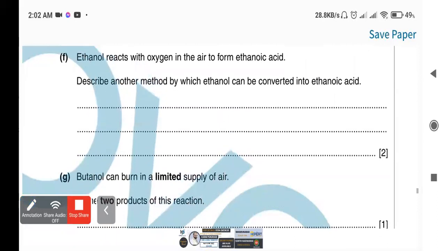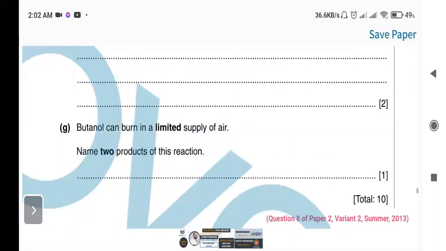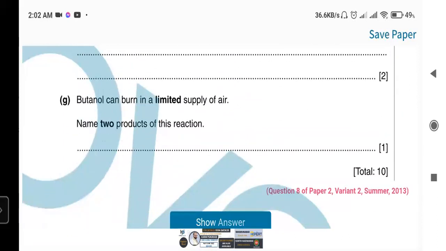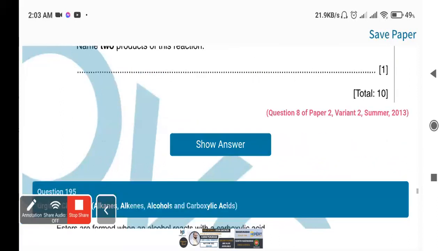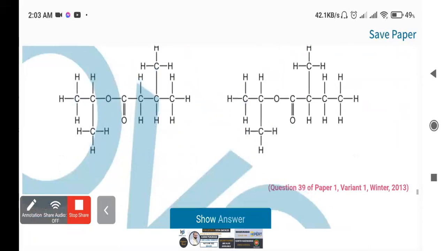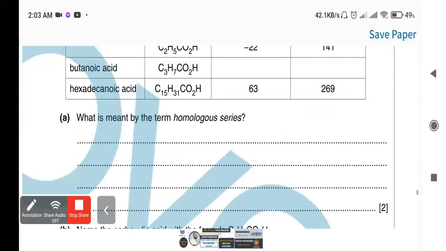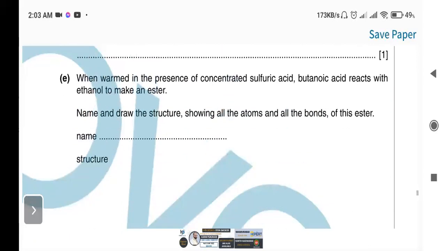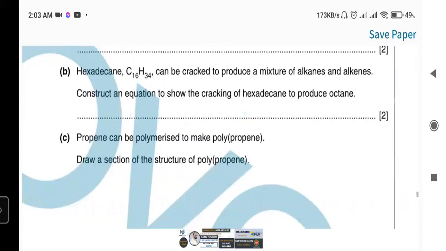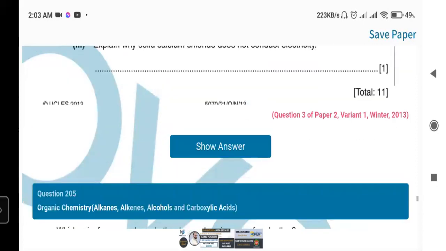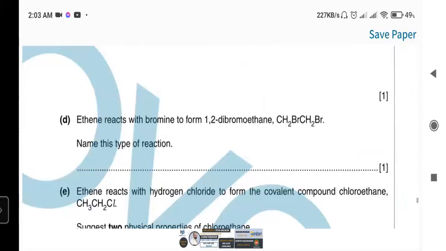Converting ethanol to ethanoic acid is done by adding an oxidizing agent. With a limited supply of air, so less oxygen, on burning butanol we will get carbon monoxide and water, or we will get carbon and water. Same type of question, repeated. So that's all for alkanes, alkenes, alcohols, and carboxylic acids.